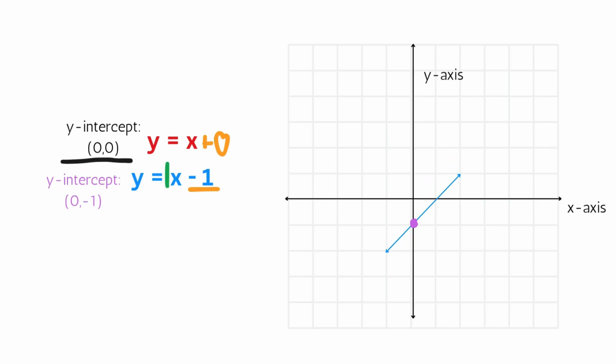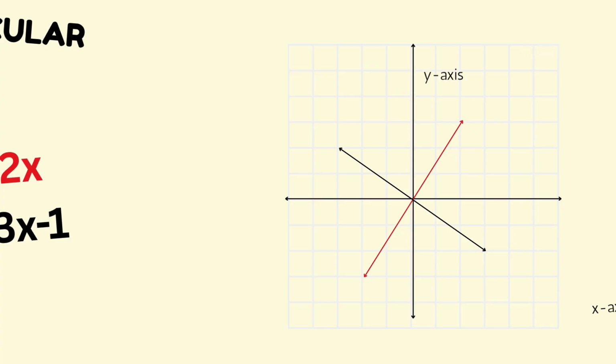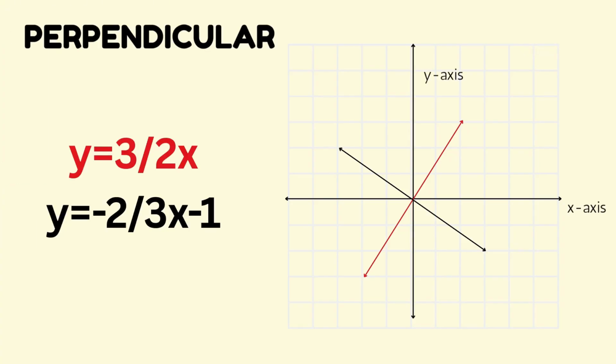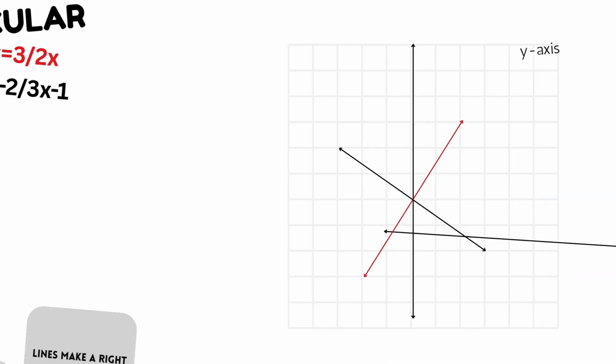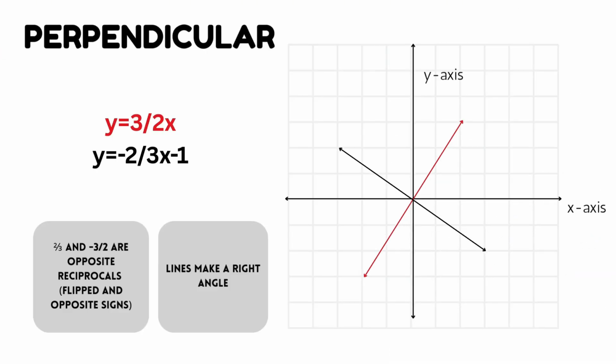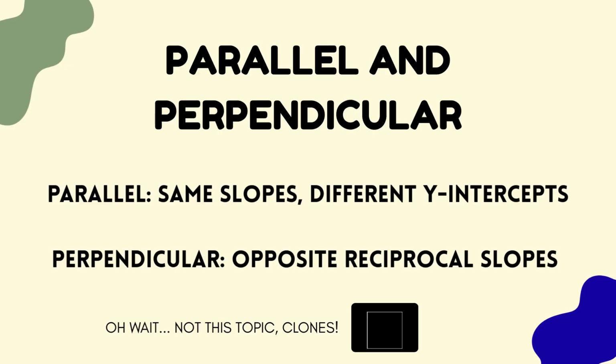Now, let's take a look at the perpendicular. This time, the lines intersect, and they form 90-degree angles. Don't rely on visuals, though. They can trick you. Notice the slopes of the lines. The red line has a slope of 3/2, and the black line has a slope of 2/3. So it's the reciprocal, flipped version, and it's negative, so we have an opposite reciprocal slope. That's how we know for sure that the lines are perpendicular.